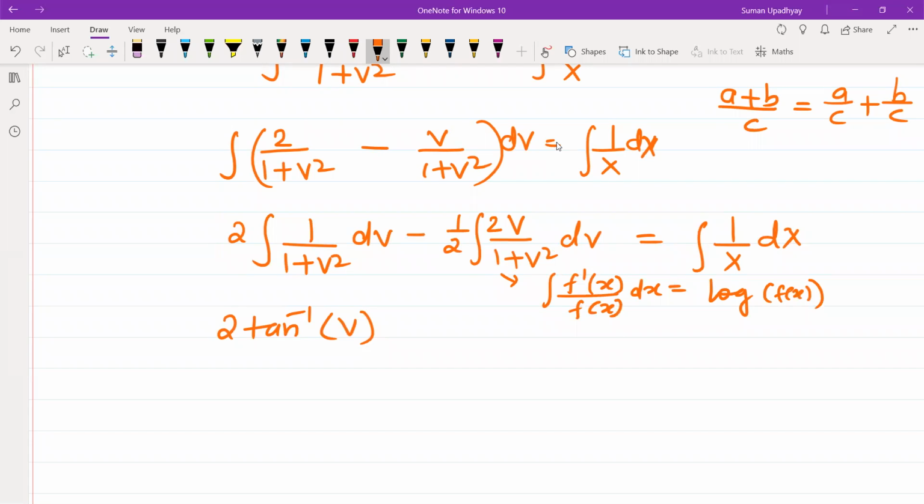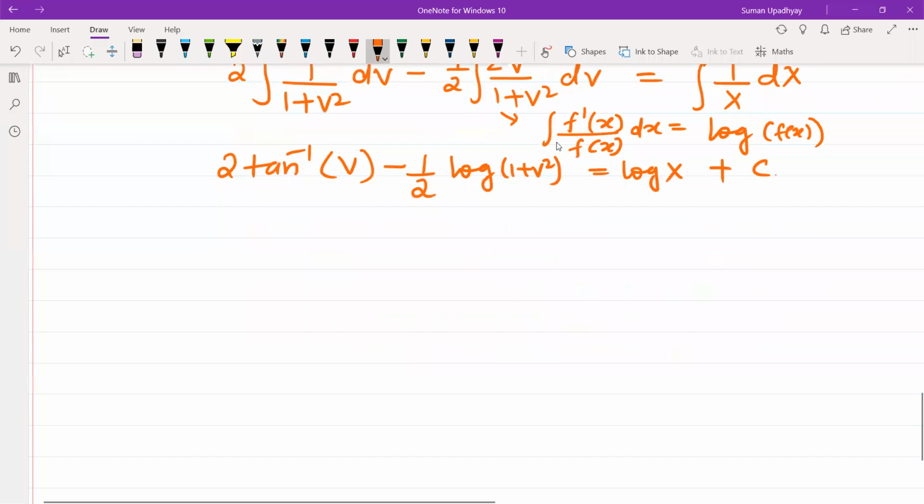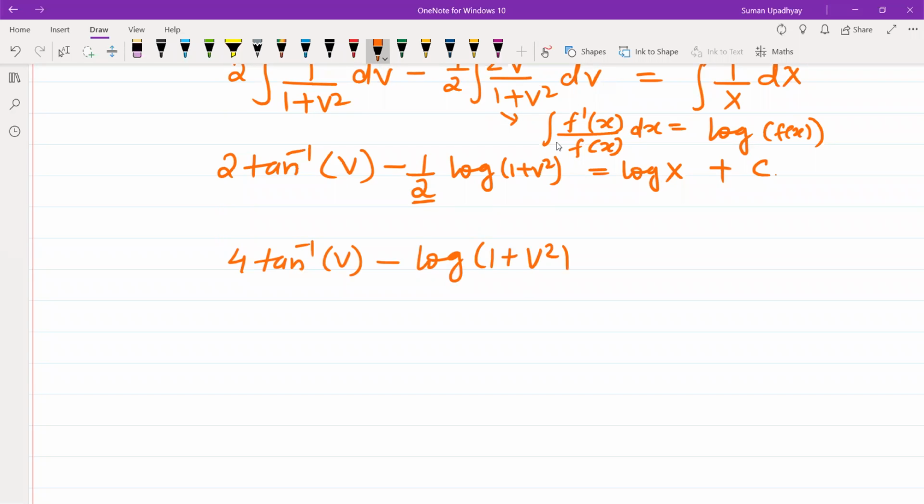Right? So this thing I'm going to operate on this. So I'll be getting half log of 1 plus v square. And the right hand side will become log x plus c, integration constant. Okay. Now, what you have to do next? This 2 I don't want, so multiply throughout by 2. So what I will get is 4 times tan inverse of v minus log of 1 plus v square. What did I do? I multiplied throughout by 2, so this right hand side will also get multiplied with 2. So log of x square will come plus 2c.